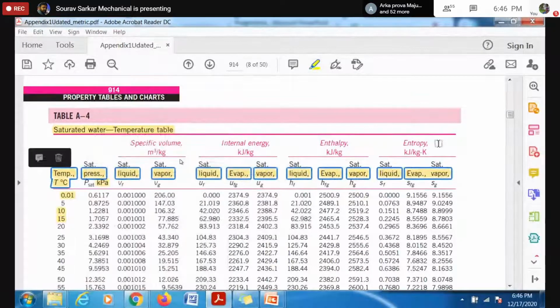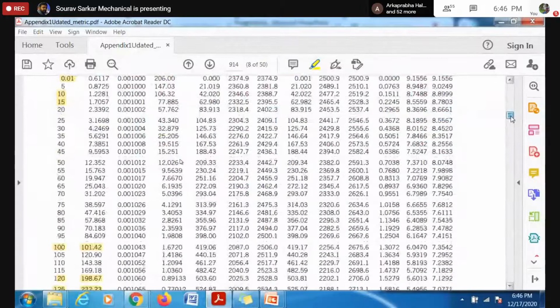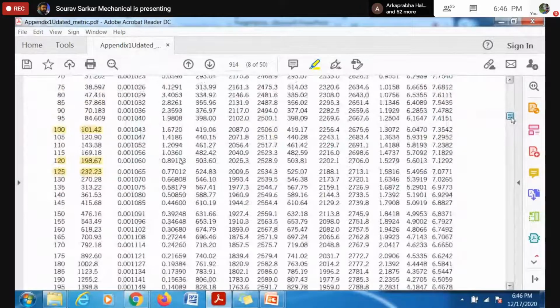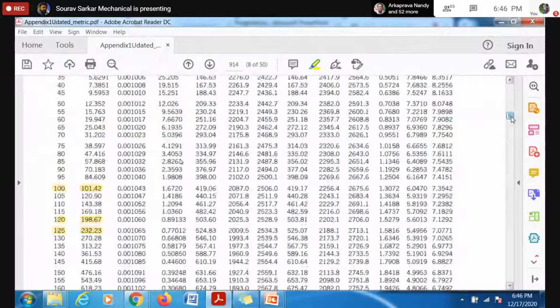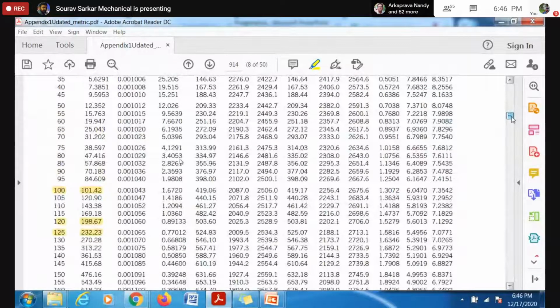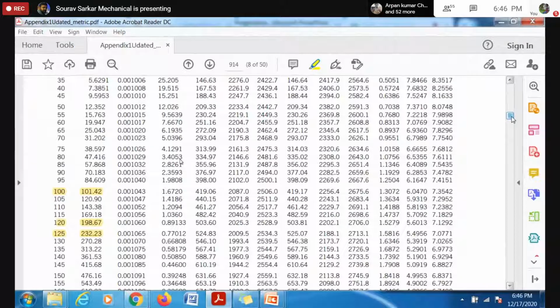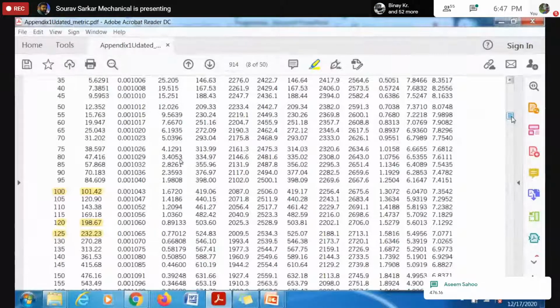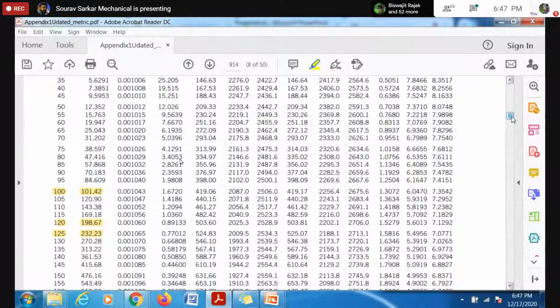You got my point? So if I tell you, at 150 degrees Celsius, what is the saturation pressure? Can you find out? At 150 degrees Celsius, what is the saturation pressure? 476.16 kilopascal. Very good. So to increase the boiling point by 50 degrees, maybe I can try to solve one simple numerical.